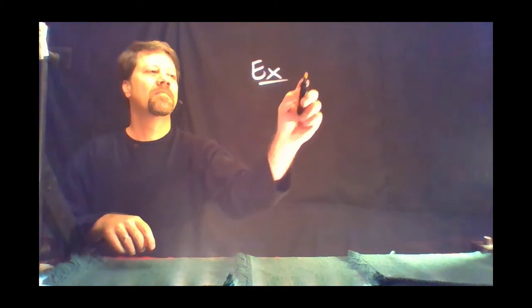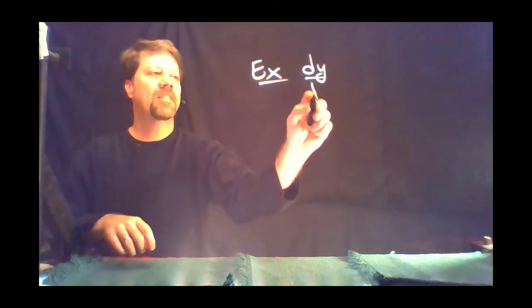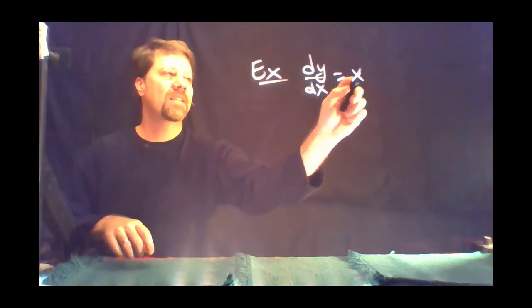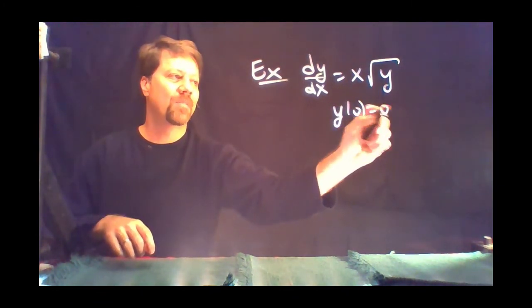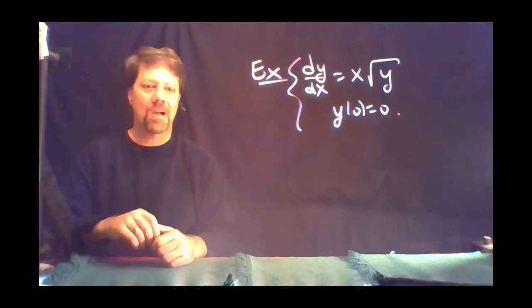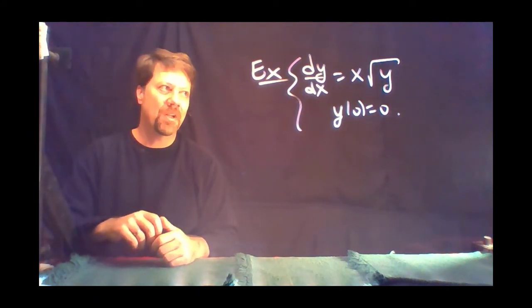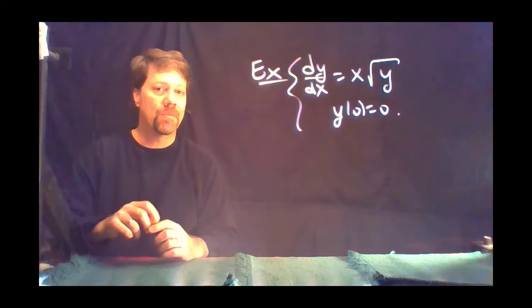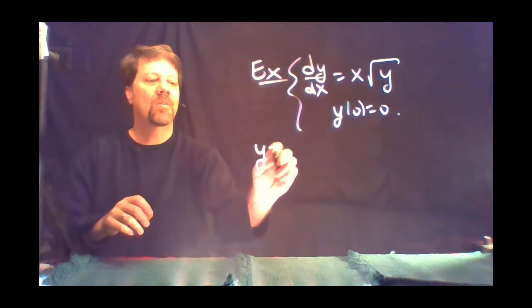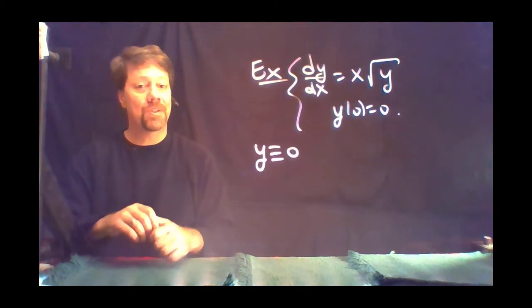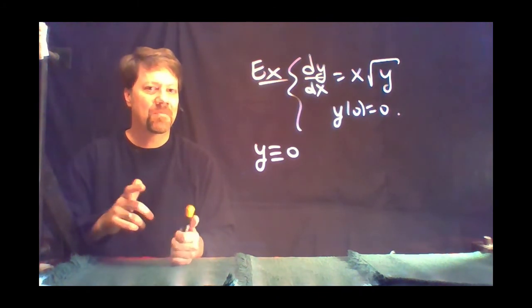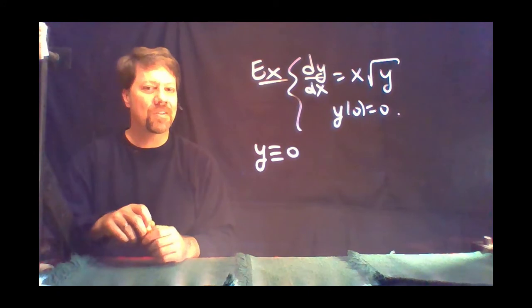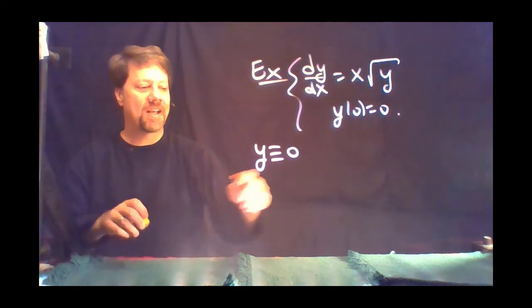Let's look at another example. Suppose I have dy dx equals x times the square root of y, y of 0 equals 0 as my initial value problem. You can also see from this particular example that y identically equal to 0 is a solution to the initial value problem. But let's go about solving this the old-fashioned way as well.